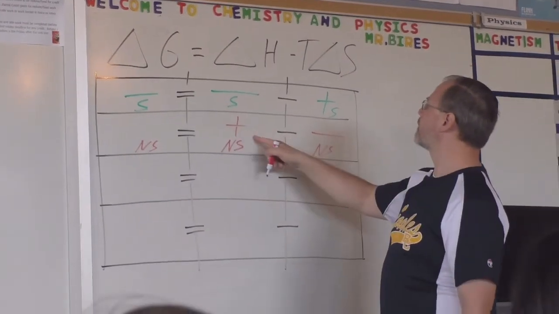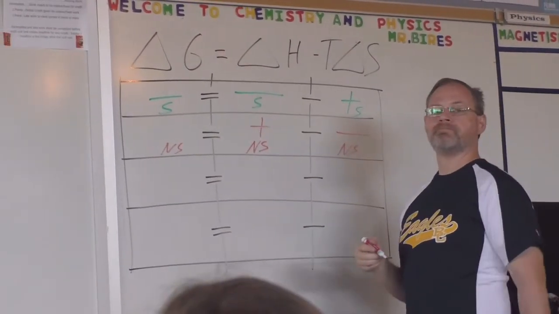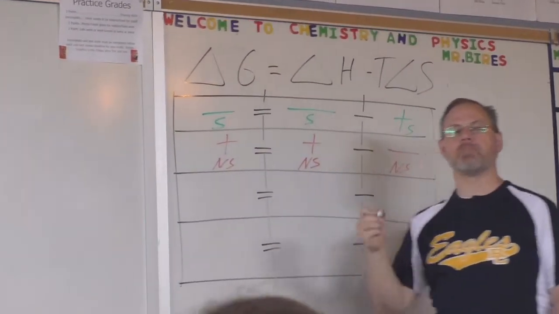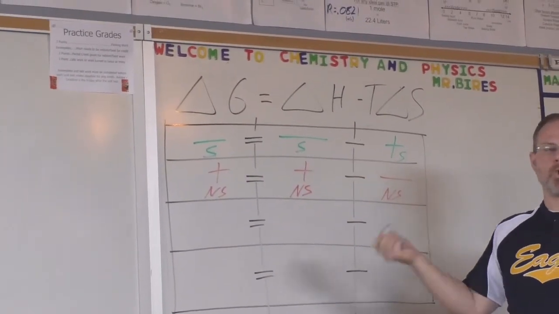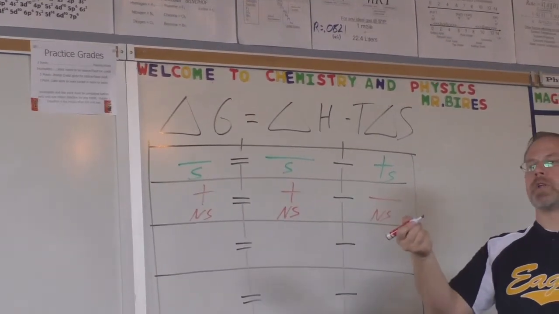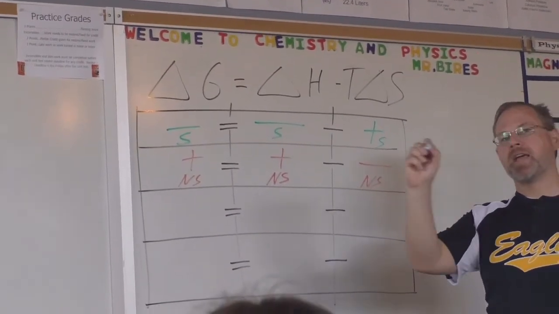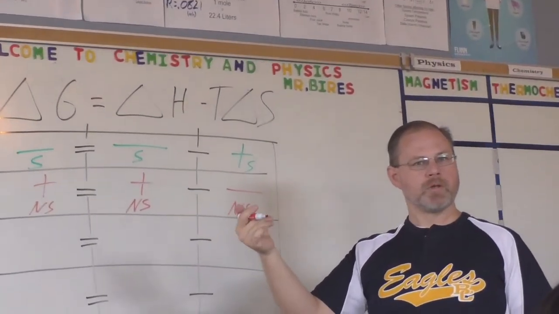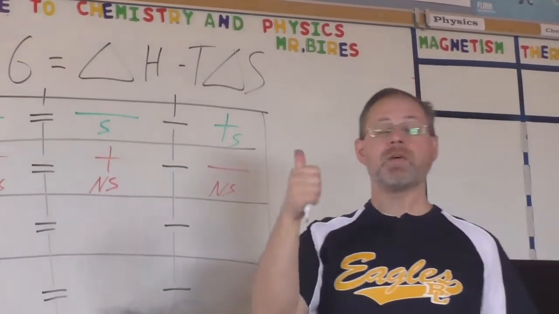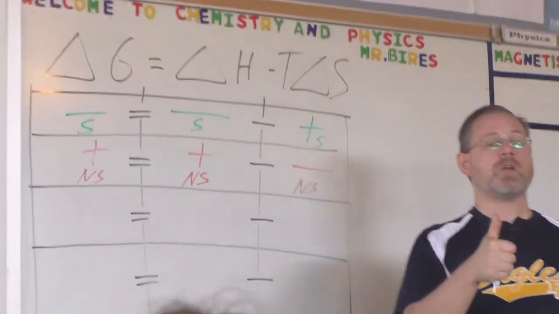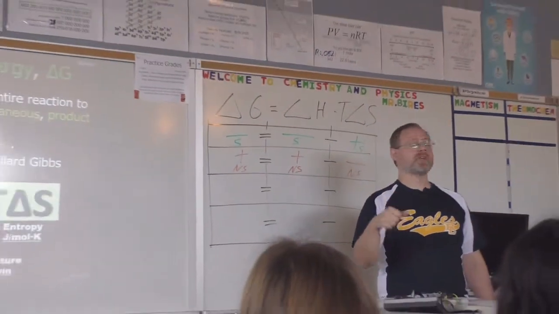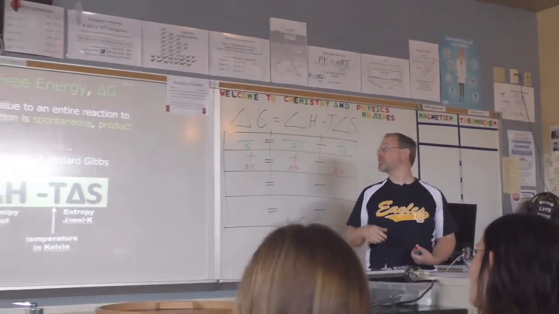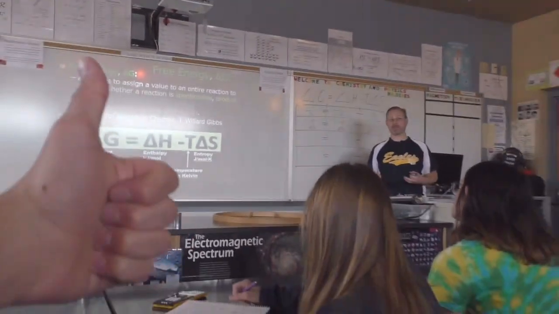And what is a positive minus a negative? More positive, right? There's no other way. A positive minus a negative just becomes more positive. 100 minus negative 20 is 120. Make sense? Okay, so there we go so far. Give me a thumbs up if you're with me so far. If both factors are spontaneous, delta G is going to be spontaneous. If both factors are non-spontaneous, delta G is definitely non-spontaneous.